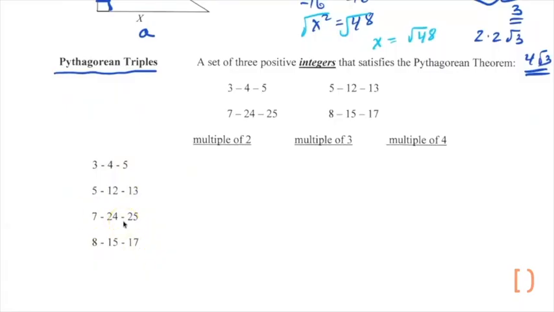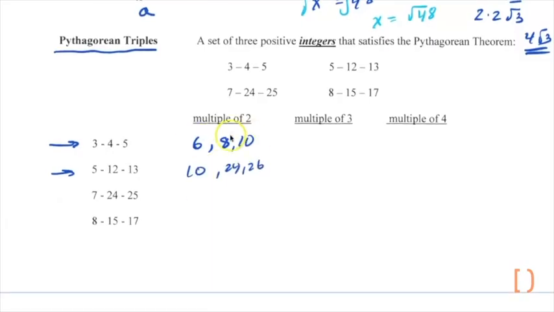I would say most of the time the ones I remember all through college were these two. And then the multiples of them. You can multiply these guys by 2 and it still holds. So if you multiply this by 2, you get 6, 8, and 10. Over here you get 10, 24, and 26. Those are also Pythagorean triples. Any multiple of these is also a Pythagorean triple.